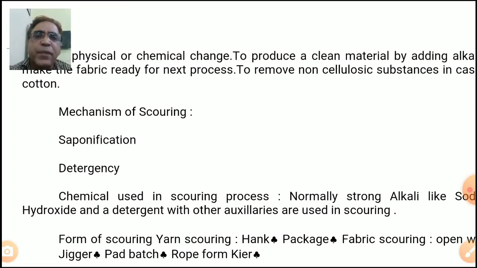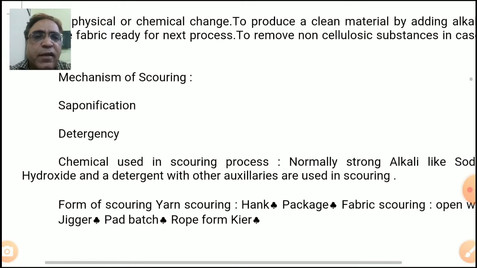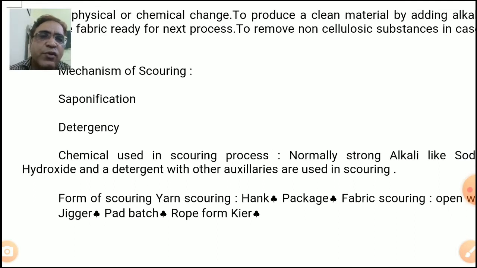Now, what are the chemicals which are used in the scouring process? Normally strong alkalis like sodium hydroxide, sodium carbonate, a weak alkali, and a detergent and an emulsifying agent are specifically used in the scouring bath. And specifically for cotton materials, we treat them at boil temperature so that all the oils, saponifiable or unsaponifiable, are converted to their soluble products. And by the action of detergency, these are removed from the fabric.